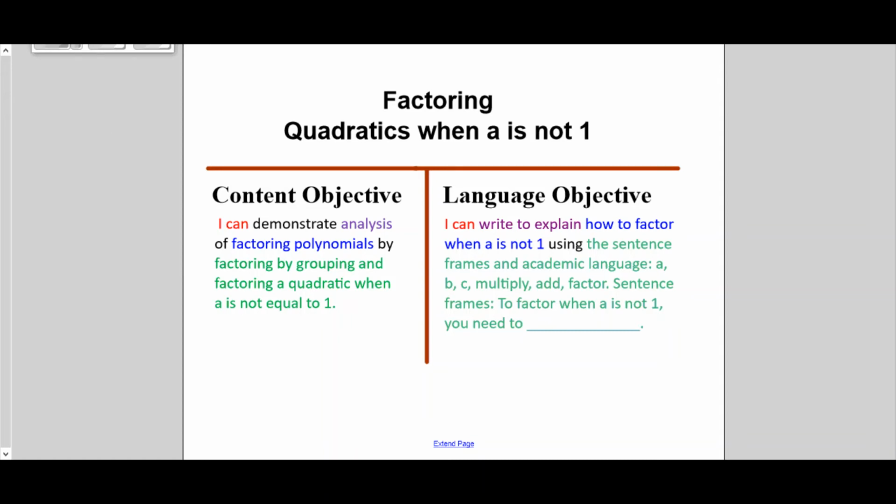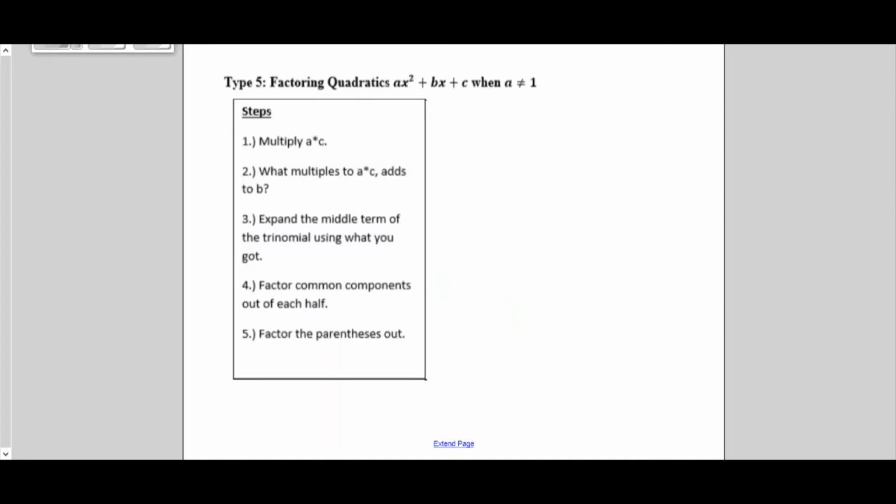In this lesson, we're going to go over how to factor a quadratic when the leading coefficient, a, is not 1. So we will do this by using a process called factoring by grouping. So the fifth type of factoring that we have is factoring a quadratic ax squared plus bx plus c when our leading coefficient a is not 1.